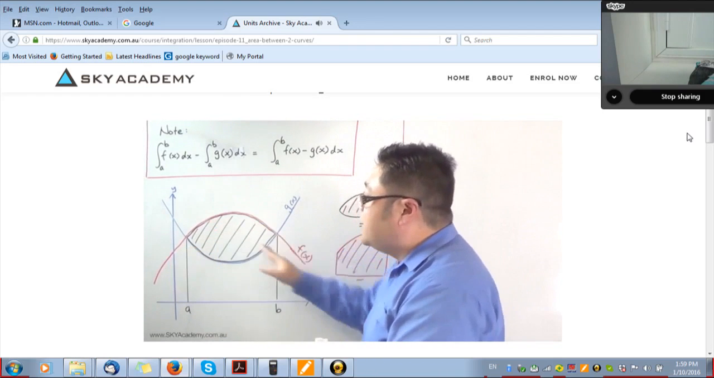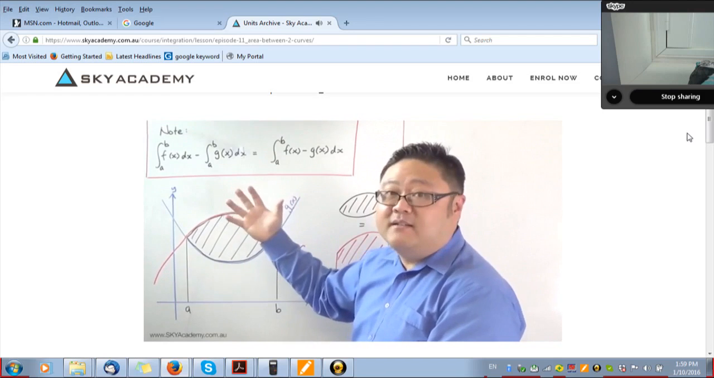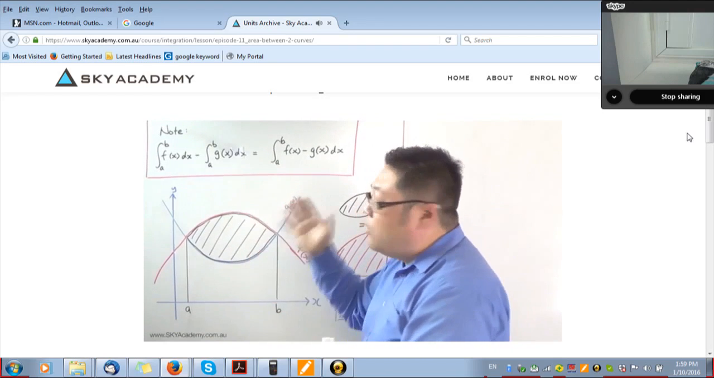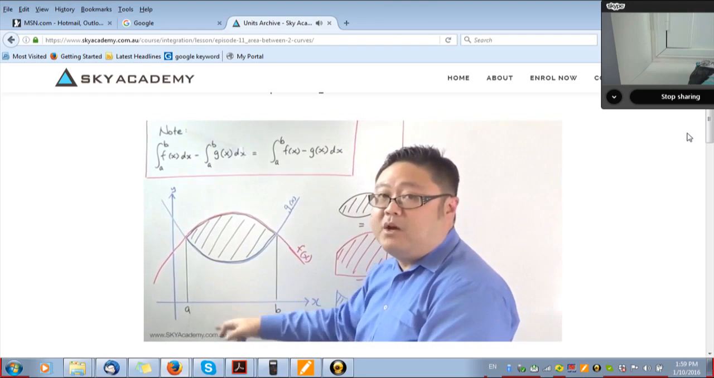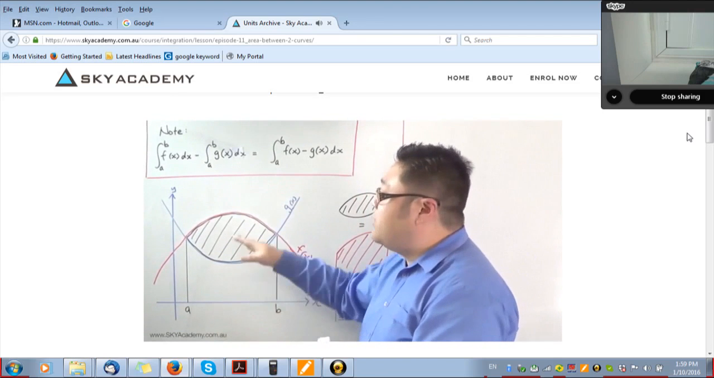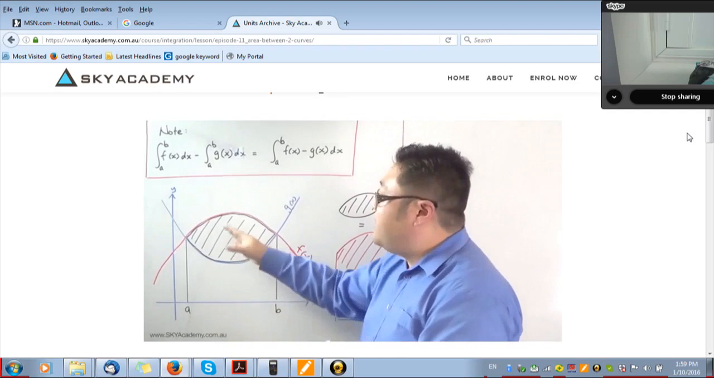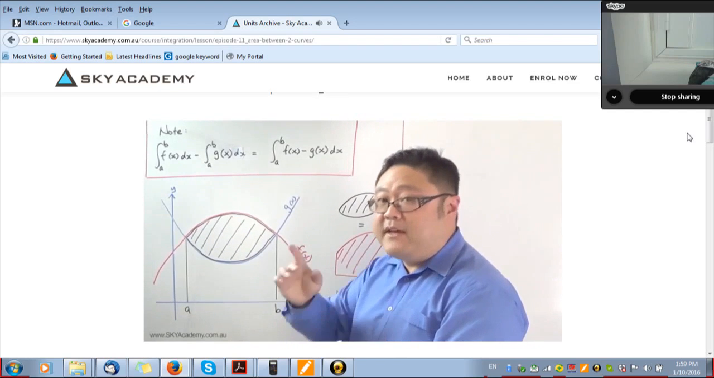The other thing that I want to mention is it does not matter. See how in these two curves, they're both above the x-axis? I want you to have a think about it. If one of these curves was below the x-axis or dipped below the x-axis at any point, would that affect the way that we work out the area? Have a think about it.